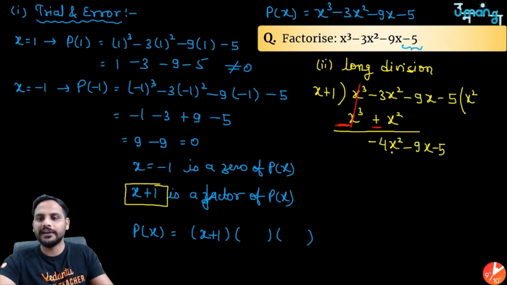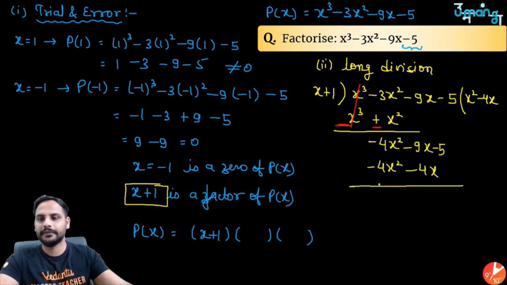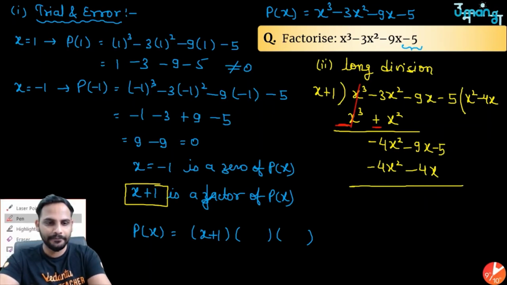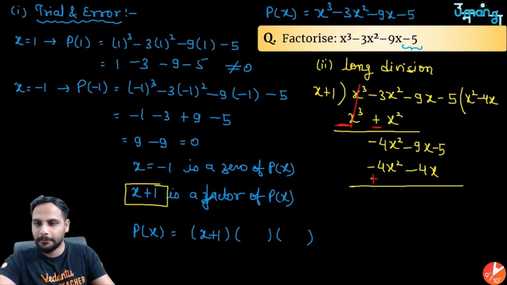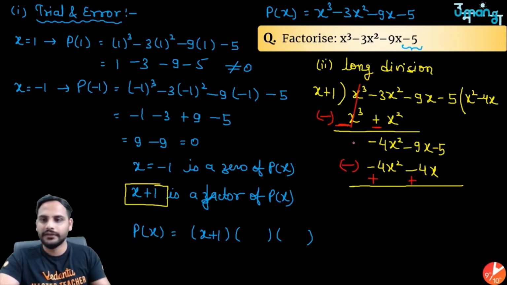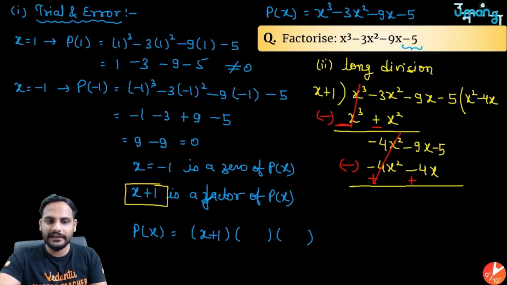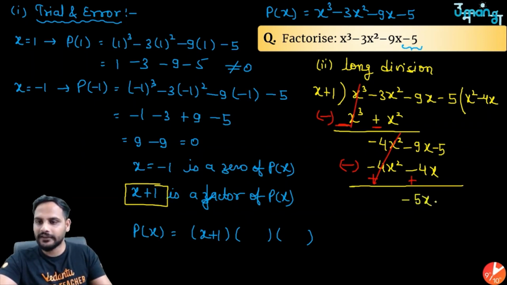Now how do you create minus 4x square from x? Sir, multiply with minus 4x. So minus 4x into x is minus 4x square. Minus 4x into 1 is minus 4x. Remove this part. Okay. Now change the signs, so you will be getting plus. This will become plus. Why are we changing the sign? Because we are doing the subtraction over here. So minus and plus will get cancelled. Minus 4x square plus 4x square got cancelled. Minus 9x plus 4x will be equal to minus 5x minus 5.